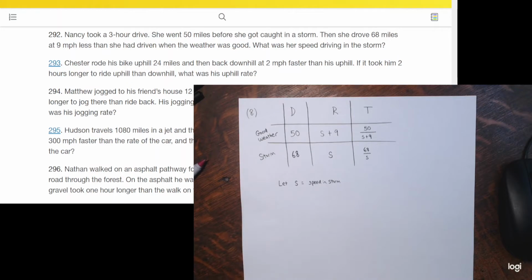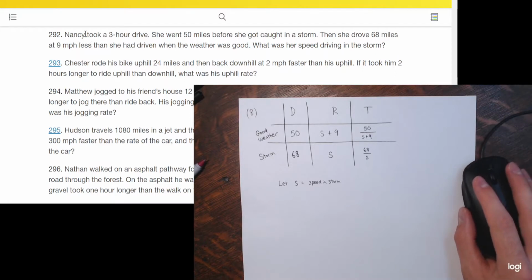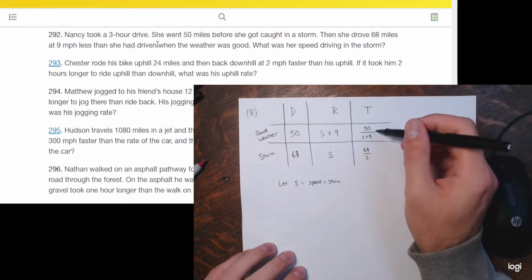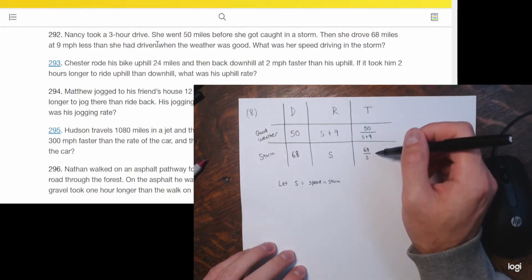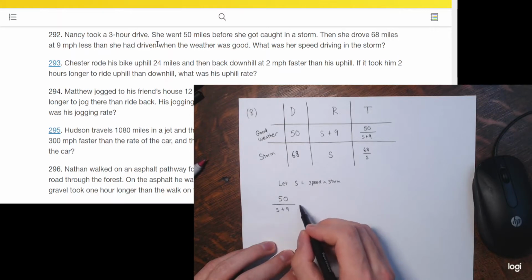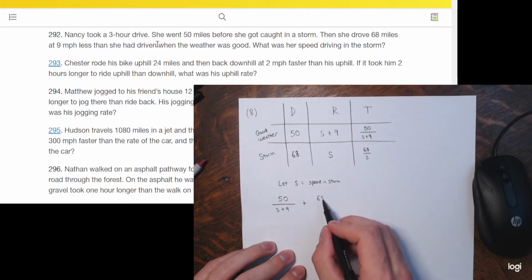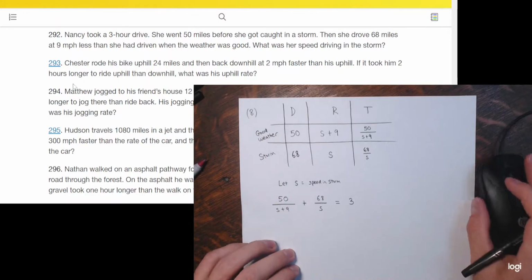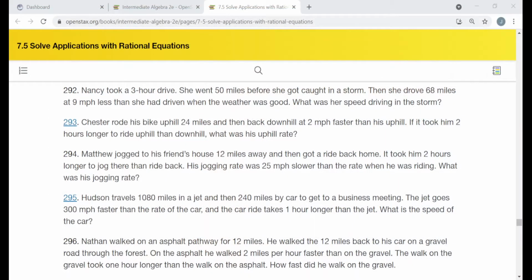And once again, this is like the previous 3 questions, where the times are going to add up to a total time. All right, and you see the very first sentence in exercise 292 is Nancy took a 3-hour drive. So the time in good weather plus the time in the storm will be equal to 3 hours. So that's the equation I'm writing. 50 divided by S plus 9 plus 68 divided by S should be equal to 3. All right, and I'll make this bigger, and we'll solve this equation just like all the others.